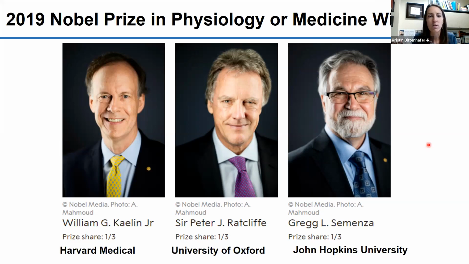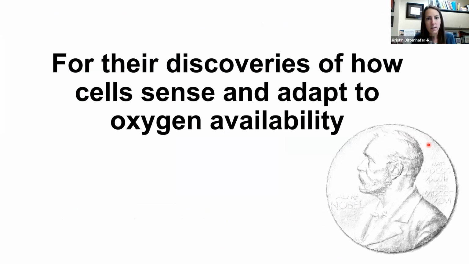And you can see where each of them has done their work that led to this discovery. Of course, as you probably well appreciate, these are lifetime achievements for these scientists, right? Things that they have studied for years and years and years that finally culminated in the awarding of this Nobel Prize. So specifically, they won the Nobel Prize for their discoveries of how cells sense and adapt to oxygen availability. And so let's unpack that a little bit.